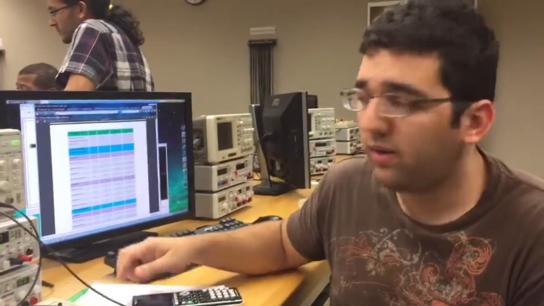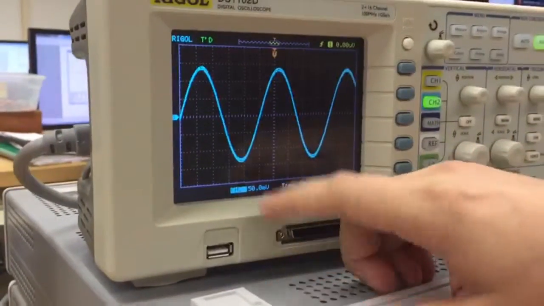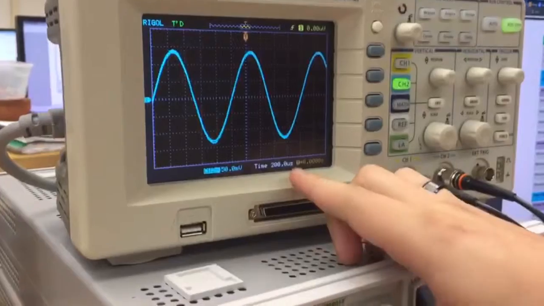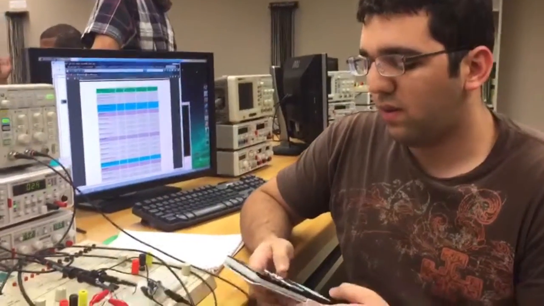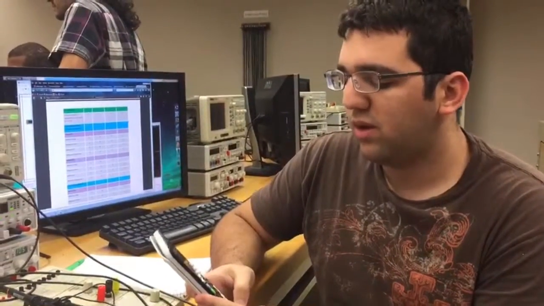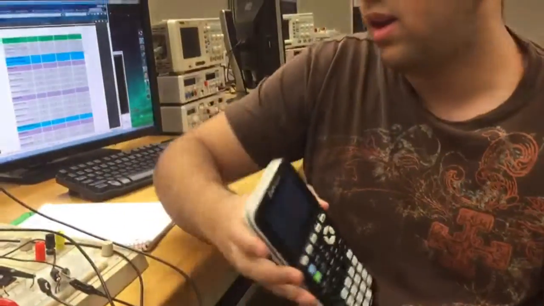And next, to measure the period, we measure along the x-axis from this point to this point, which is 1, 2, 3, 4, 5. And we multiply that by 200, which gives us 1 millisecond. And then we divide 1 by 1 millisecond, so it's 1 divided by 0.001, which gives us 1,000 hertz, which is our original value as well.